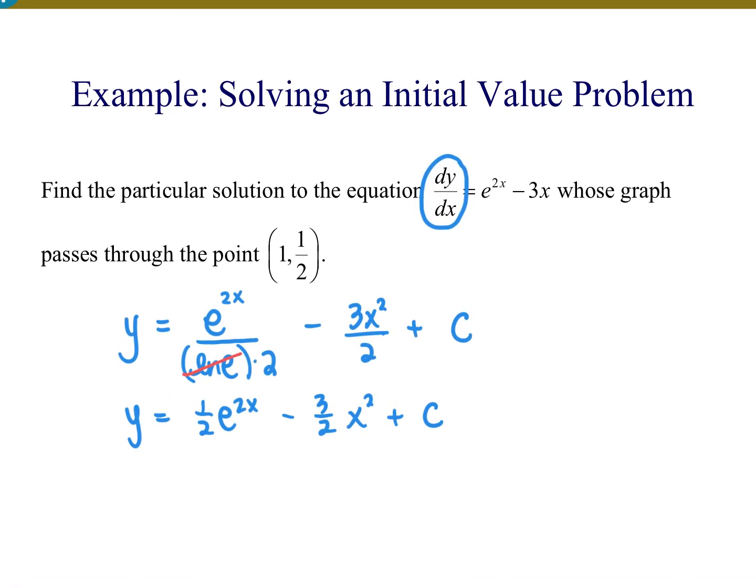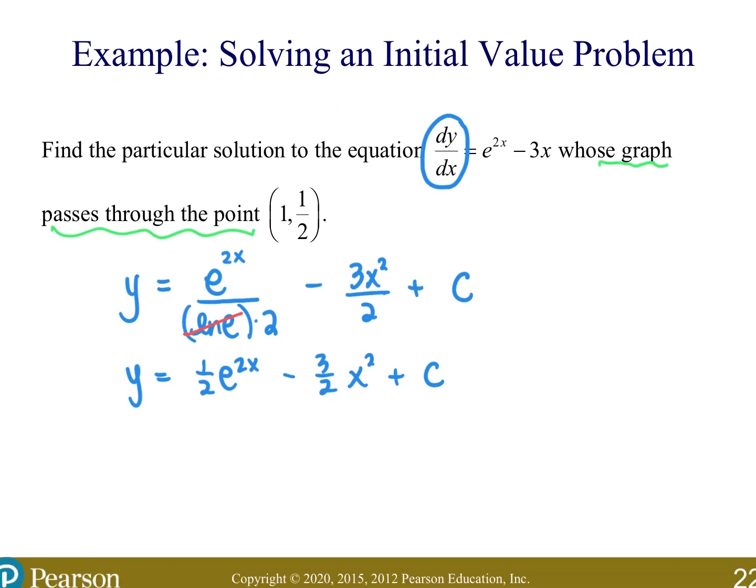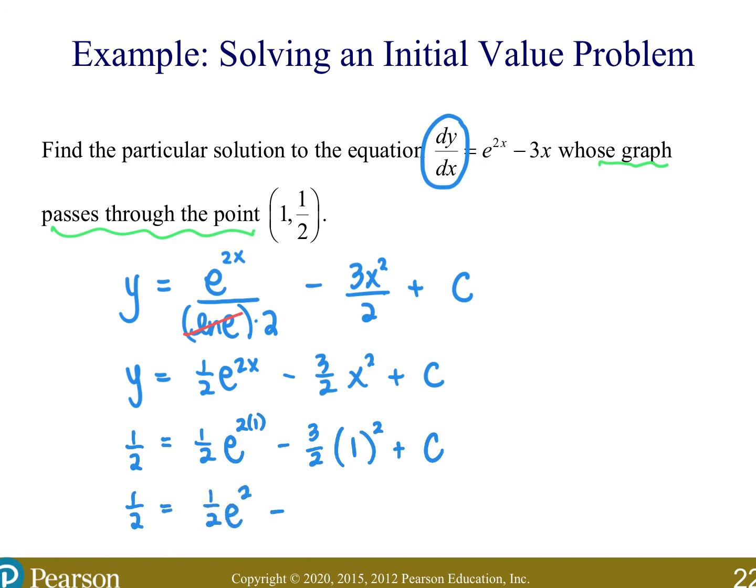Now this time we're given our initial condition in terms of what the graph is doing. So it says the graph passes through the point, and there's our x and our y values, 1 and 1/2. So 1 goes in for x and 1/2 goes in for y. So 1/2 for y. 1 goes in for x, so 2 times 1, minus 3/2, we have 1, plus c. So let's see if we can solve that here. So that gives me 1/2 equals 1/2 e squared minus 3/2 plus c.